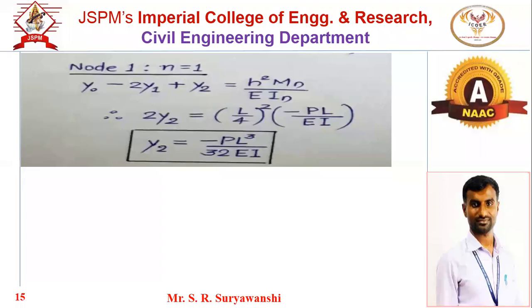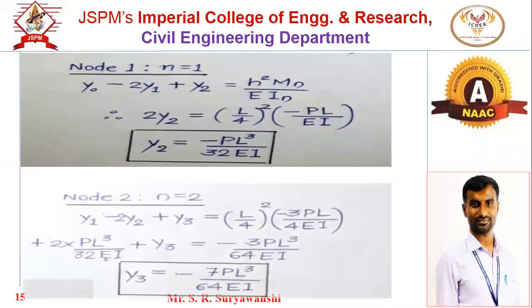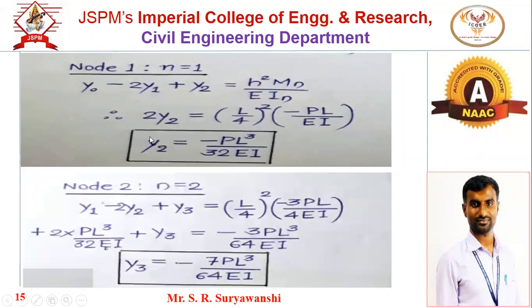Now, what is the next step? Apply the same central difference equation for the second node. Put n is equal to 2. So the first term is y(n minus 1). Now n is 2, so 2 minus 1 will be y1, minus 2 y2, plus y(n plus 1). Now n is 2, so 2 plus 1 is 3, so it will be y3.